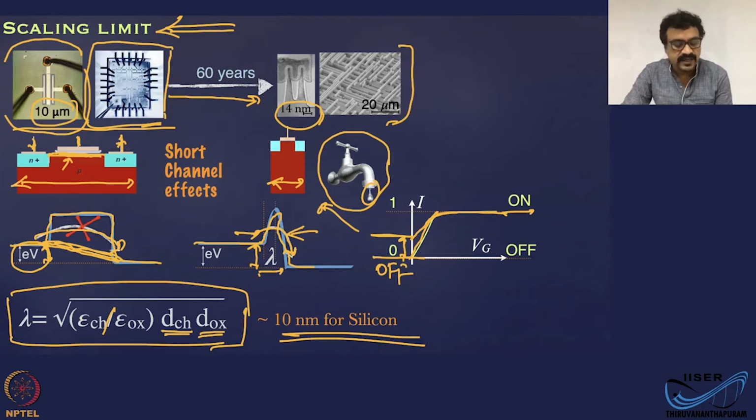You can see that we are almost in that regime. The current technology is 7 nanometer, the previous technology was around 10 nanometer, so we are almost at the limit of this scaling. Okay.